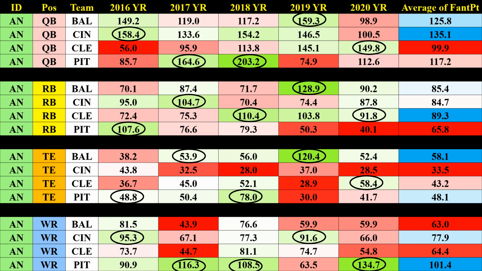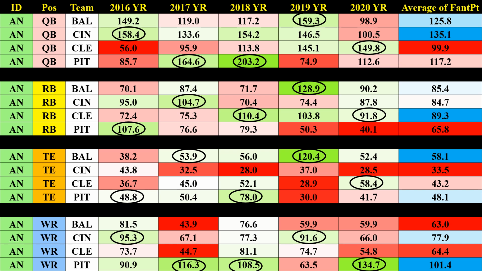Tight ends, Baltimore and Pittsburgh have had 2 good years. Last year, Cleveland did well. So Cleveland is quietly doing well at quarterback, running back, and tight end. So maybe a changing of the guard on who's going to run this conference here. I think it's going to be pretty competitive this year.